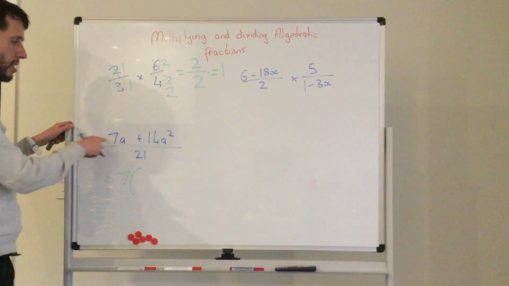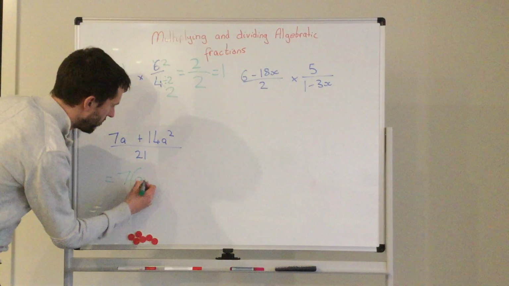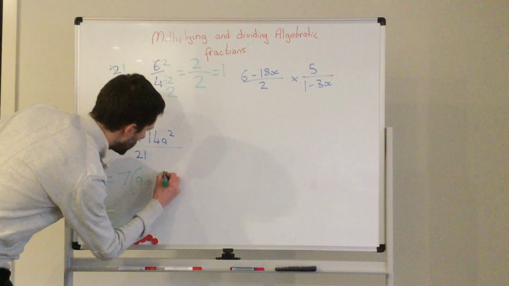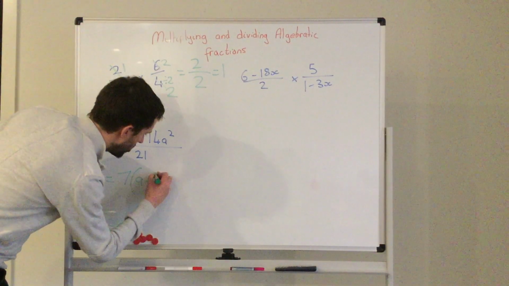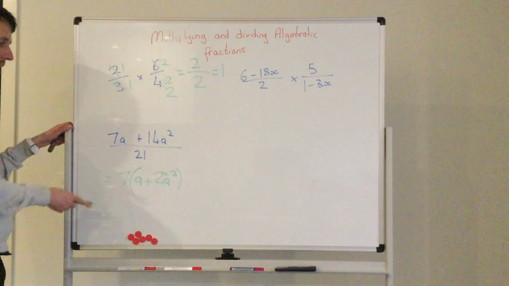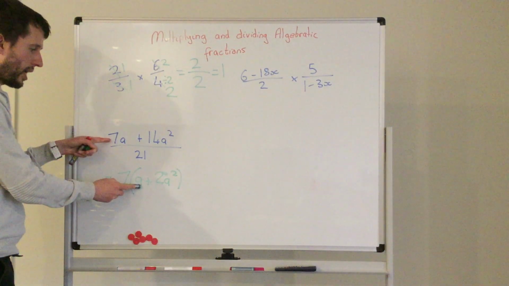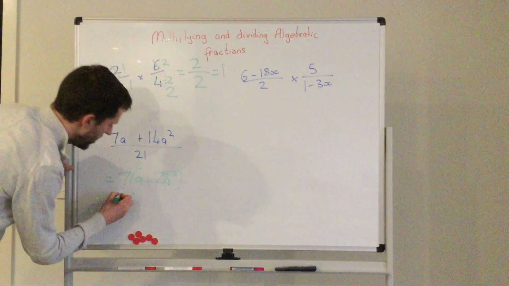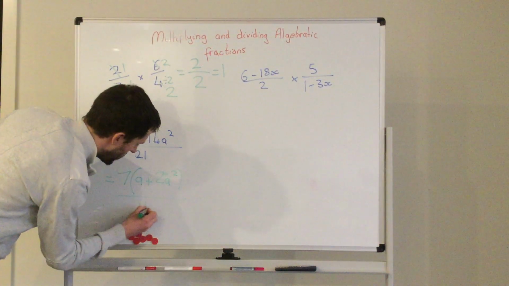That's leaving 7a divided by 7 is a, 14a squared divided by 7 is 2a squared. I can double check. 7 times a is 7a, 7 times 2a squared is 14a squared. Divided by 14.